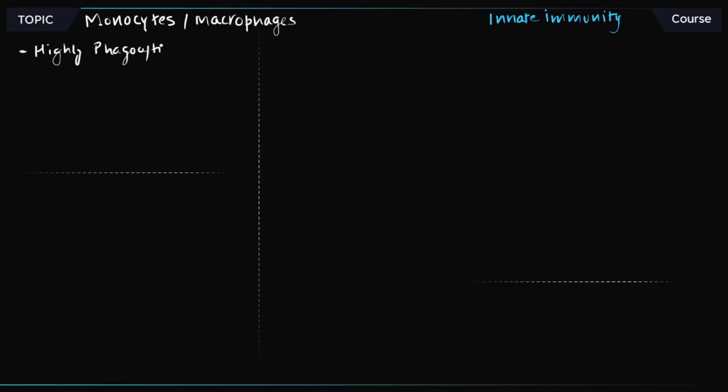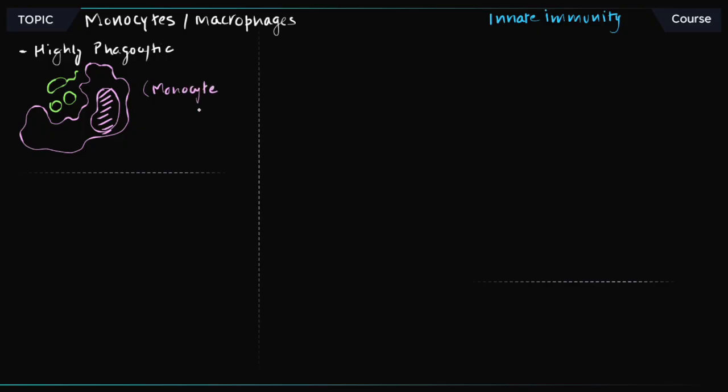Highly phagocytic in nature. That means if you have organisms like bacteria or viruses, these cells have the ability to actually eat them alive. They can fold their membrane around these things and eat them alive. That makes them a part of the system called the monocyte macrophage system, and this system is highly important for our protection.